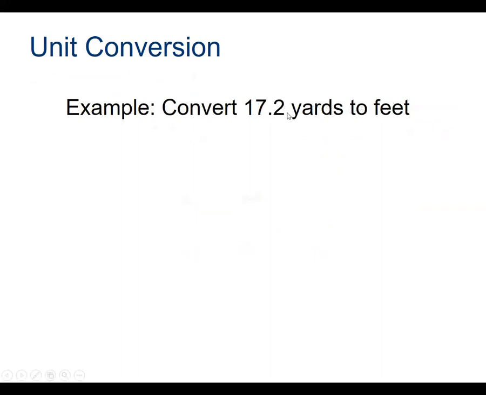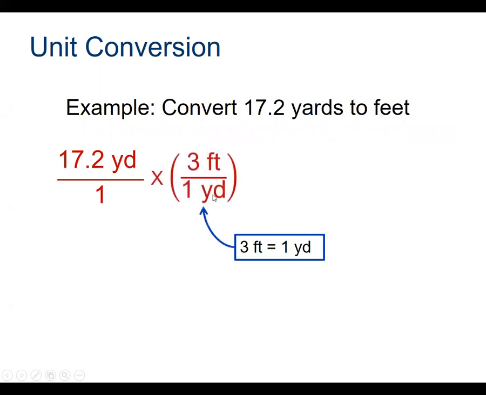So here we are, 17.2 yards. We want to convert that to feet. So we write it like this: 17.2 yards over 1. We then use our conversion factor. Because yards is on the bottom, we need to make sure yards is on the bottom of the conversion factor and feet is on top so that they can cancel each other out. So that's why we wrote it like this, 3 feet over 1 yard.